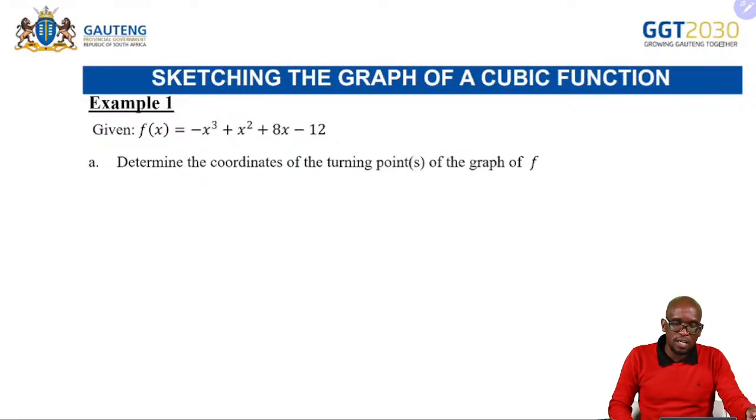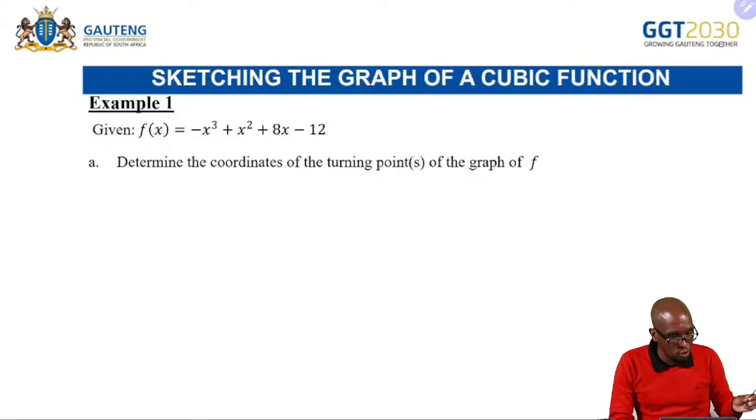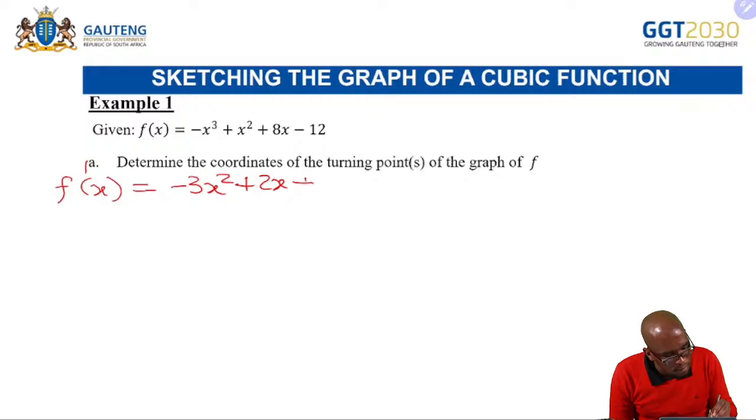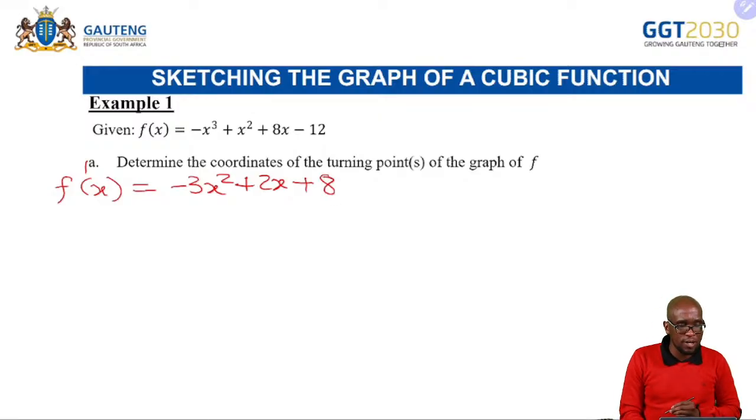Determine the coordinates of the turning point of this graph. So this is an example where we have to sketch the graph. So first things first, we want to determine the coordinates of the turning point. So to get to the stationary points, we get the derivative f'(x) equals, if we differentiate this, we're going to get -3x² + 2x + 8. That is how we differentiate.